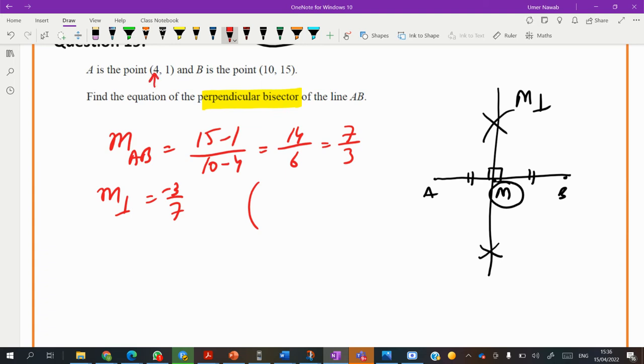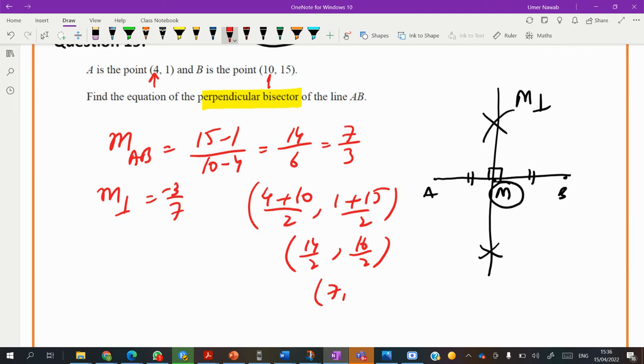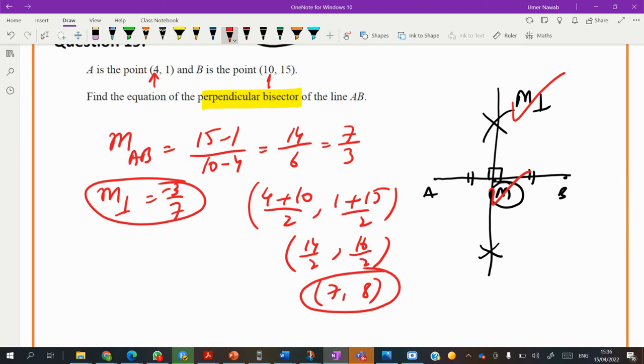You have to get the average of the x coordinates. That is, add the x coordinates divided by 2, add the y coordinates divided by 2. So 14 over 2 and 16 over 2, and then 7 and 8. So this is the midpoint. I know the midpoint and I know the gradient. Can I find the equation of a line, which is basically the equation of a perpendicular bisector?